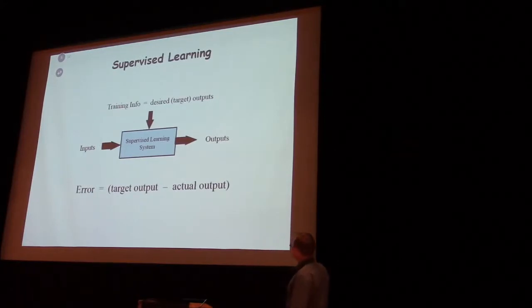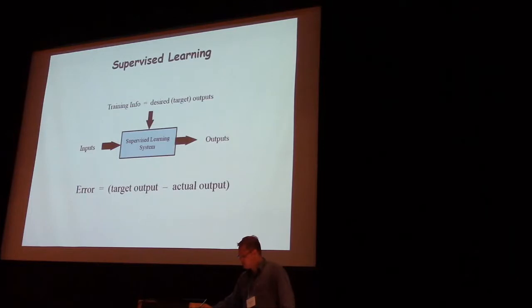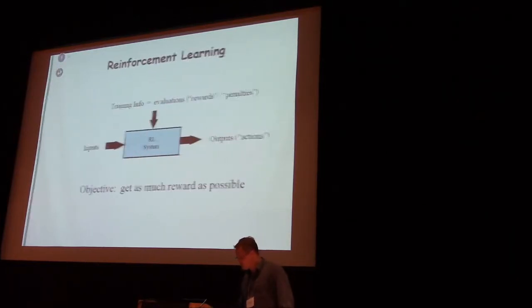So this is the setup for supervised learning: given some inputs, you're supposed to choose some output, and you find out the error of what you chose was big, and you do know what the error would have been for the other options as well. And you do find out what the desired output would have been.